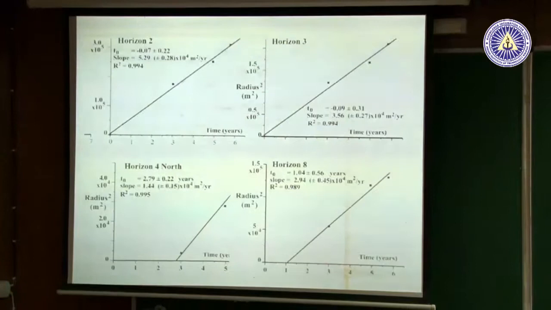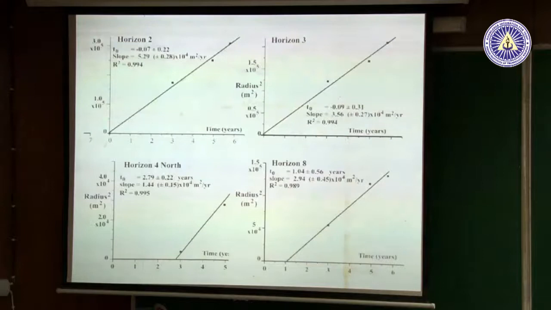Sorry? Horizon 2 was the lowest one. The Horizon 1 was the lowest one. 1, 2, 3, 4, 5, 6, 7, 8 was the tallest. So it takes longer. So 2 and 3 go immediately.